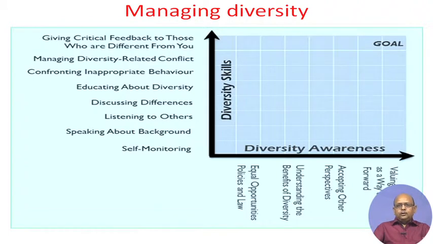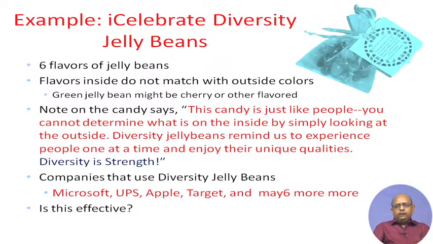Okay. So, there are two things: recognizing the differences, valuing them, respecting them, and then behaving in such a way, that is the skill part, so that others are not offended, they do not feel otherwise. And that is how the companies have been trying to manage diversity. Now, moving further, I will give an example.